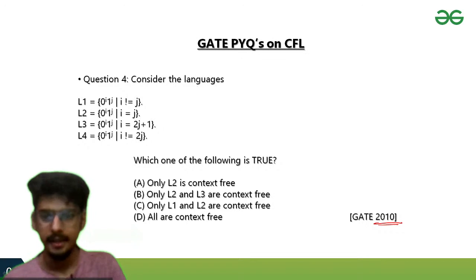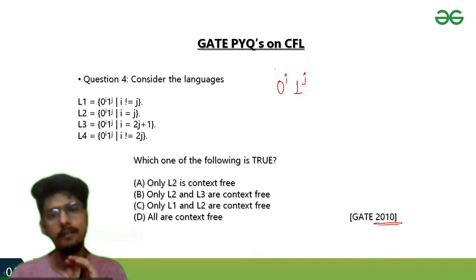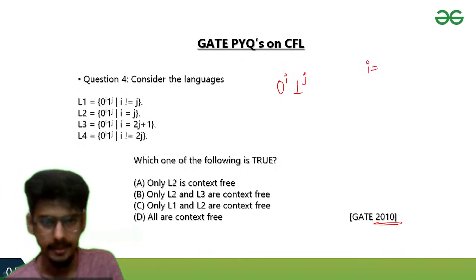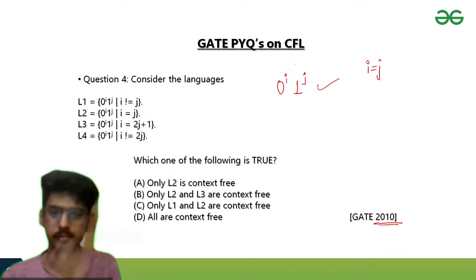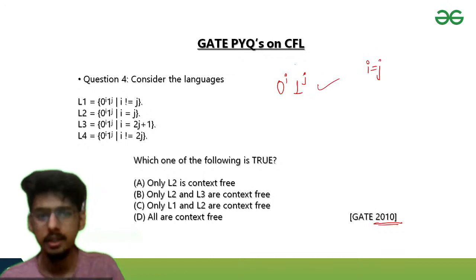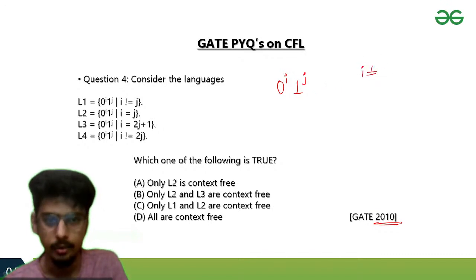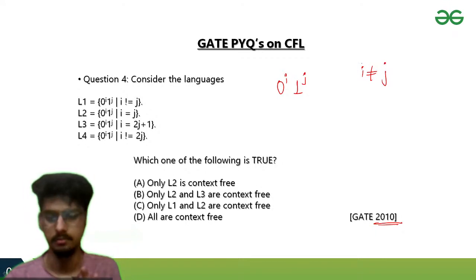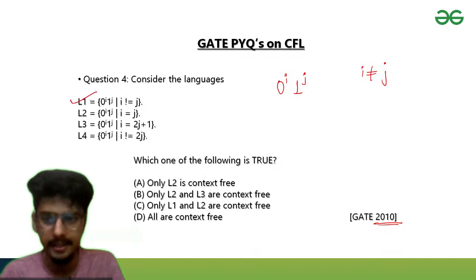How? If I write 0^i, 1^j, just have a look at the number of comparisons which you need to make. If I say i equal to j, in that case also it will be context free, because you just have to compare that the number of 0 and the number of 1 is same. So it will be context free. And then if I tell you that i is not equal to j, then you just have to check that they are not equal. So again, one comparison. You just have to check how many 0 you have, how many 1 you have, and then compare them. Only one comparison. So this will definitely be context free.